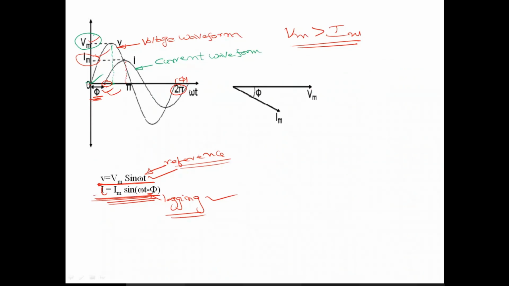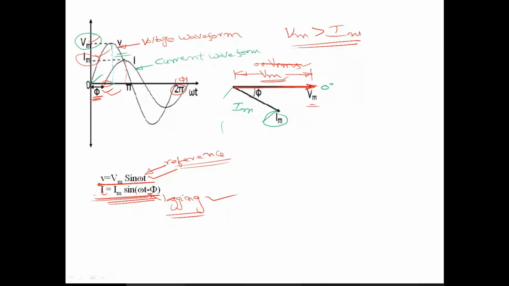Since the voltage waveform is starting at 0, it is absolutely the reference, as I mentioned earlier. So the voltage phasor is drawn like this, and the 0 degree line we have drawn. Now we want to draw the current phasor. The current phasor can be drawn with the amplitude Im. The length of the current phasor must be Im.